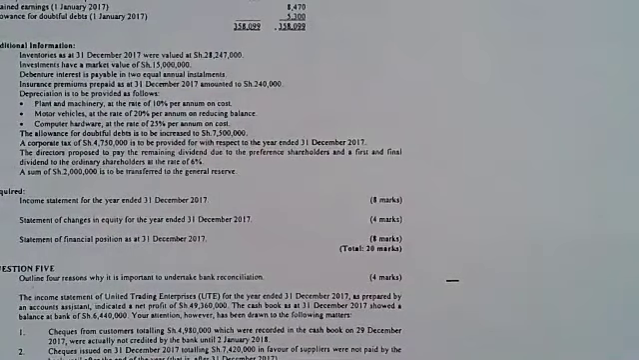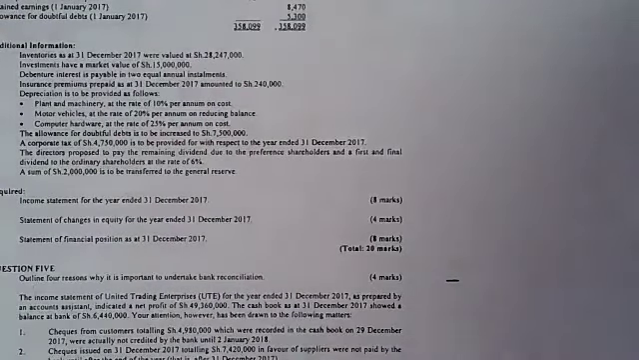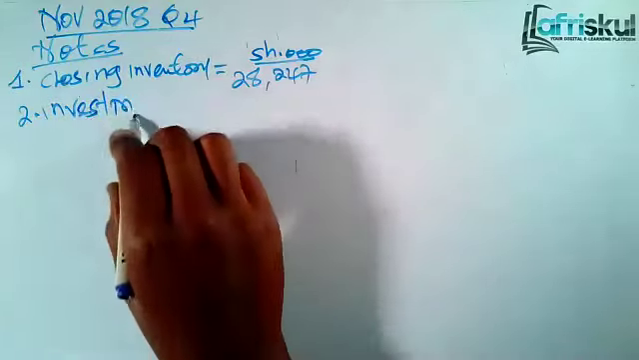Now, additional information number 2 again, we have investments that have a market value of shillings 15 million. So let's just check on the investment.